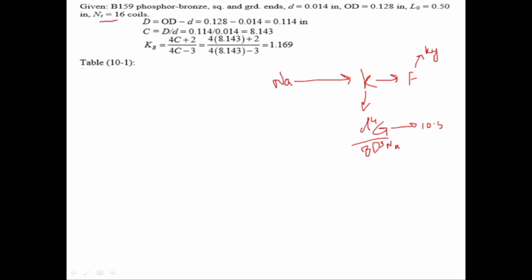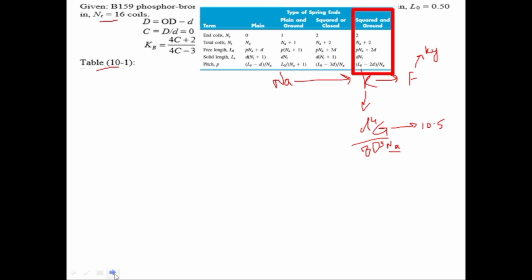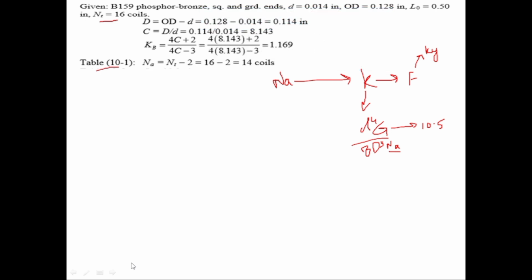As the total number of coils is given, using table 10.1 we can find out the number of active coils. Using this number of active coils, we can find out the value of spring rate k, and that k value can be used to find the force F, and this force is equal to k into y, and k is equal to d to the power 4 G divided by 8 D cube Na. This G value can be found from table 10.5. Wire diameter and mean coil diameter are given to you. What you will have to do is to find Na, for which table 10.1 is used. So let's find the Na value from table 10.1. In table 10.1, look at the squared and ground spring, and Nt is equal to Na plus 2, so Na is equal to Nt minus 2. As Nt is equal to 16, Na will be equal to 14 coils.